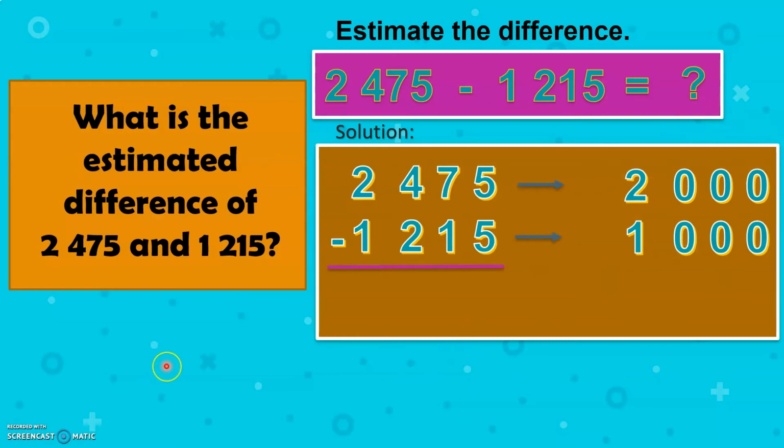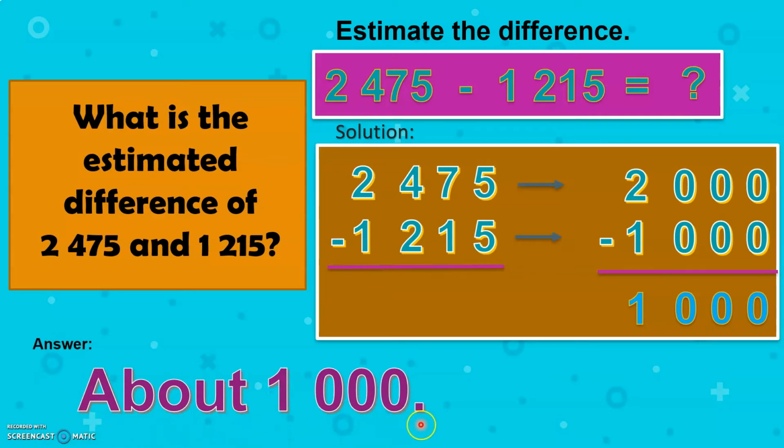So 2,000 minus, or take away, 1,000. Let's start from the ones place value. 0 minus 0 is 0. The next, 0 minus 0 is 0. 0 minus 0 is still 0. Then, the last place value, we have 2 minus, or take away, 1 is equal to 1. Therefore, the answer is about 1,000.